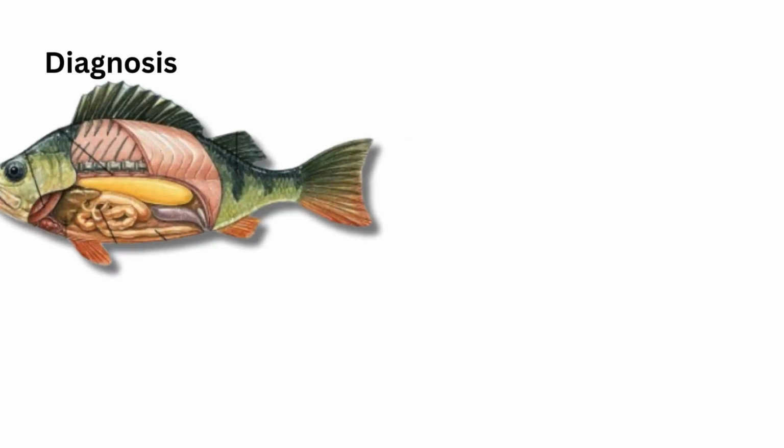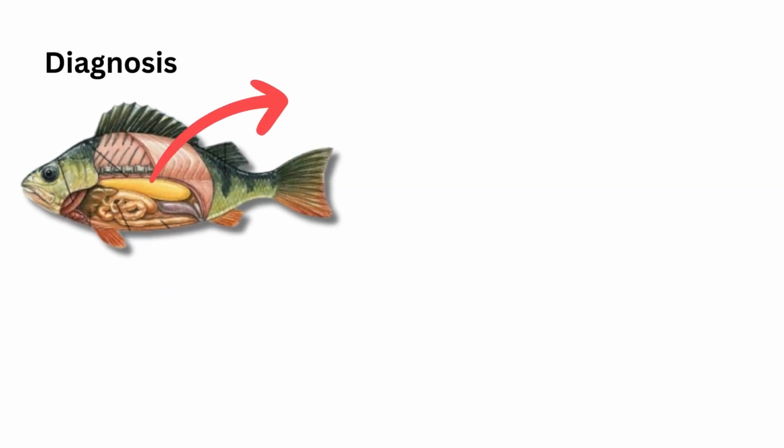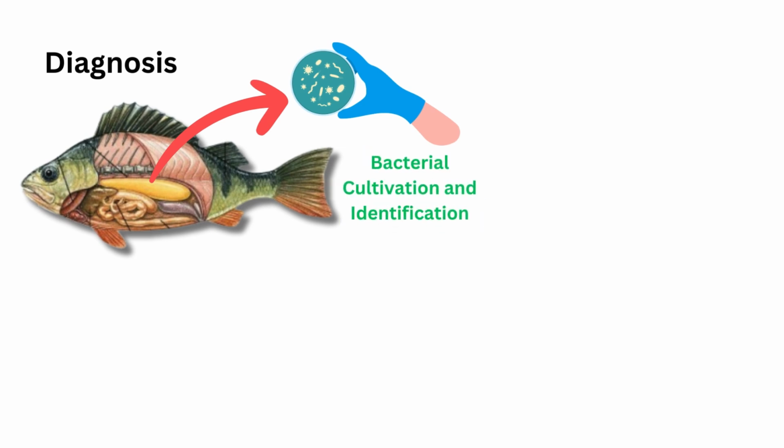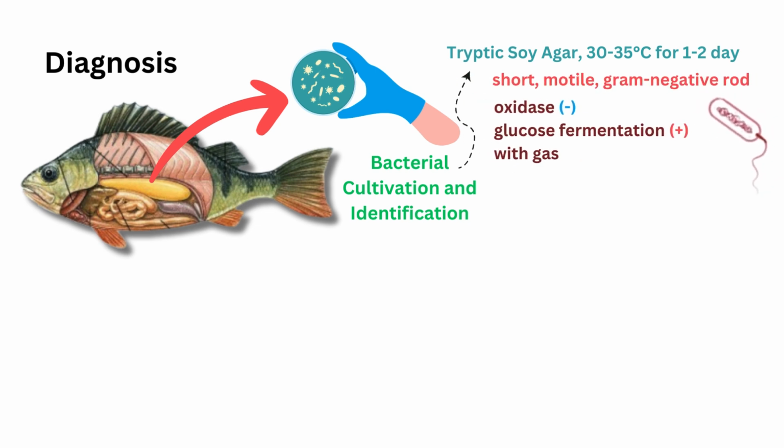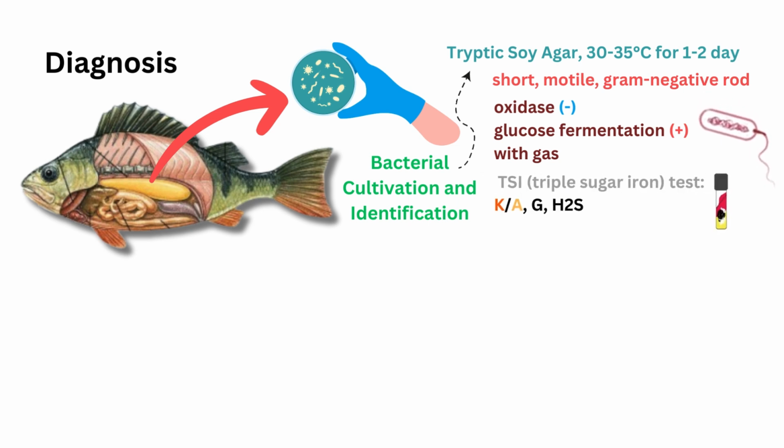For diagnosis, organ samples such as kidney can be taken for bacterial cultivation and identification. Presumptive diagnosis can be made if the bacteria isolated are short, motile, gram-negative rods that are oxidase negative. The isolate should also ferment glucose, with both acid that turns the color and gas produced. The triple sugar iron test also results in an alkaline slant with acid butt, with gas and hydrogen sulfide production.